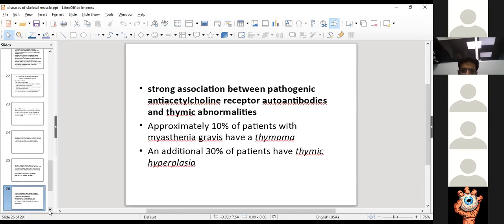An additional 30% of patients will have thymic hyperplasia. 10% of the patients of myasthenia gravis suffer from thymoma, and an additional 30% will have thymic hyperplasia. So it's supposedly the action of the thymus gland that results in formation of self-reacting antibodies against the acetylcholine receptor.